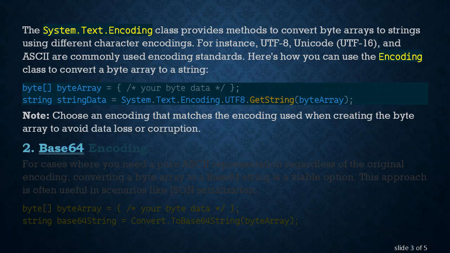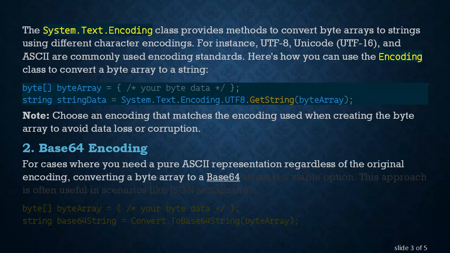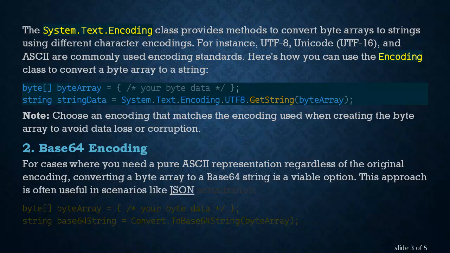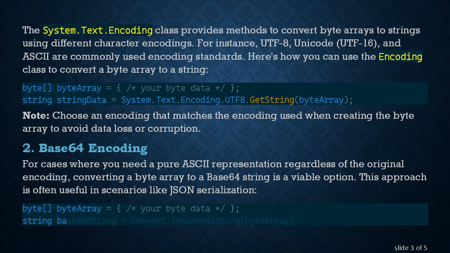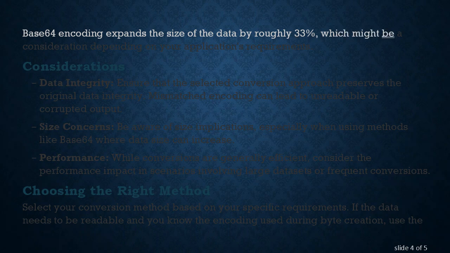2. Base64 encoding. For cases where you need a pure ASCII representation regardless of the original encoding, converting a byte array to a Base64 string is a viable option. This approach is often useful in scenarios like JSON serialization. Base64 encoding expands the size of the data by roughly 33%, which might be a consideration depending on your application's requirements.